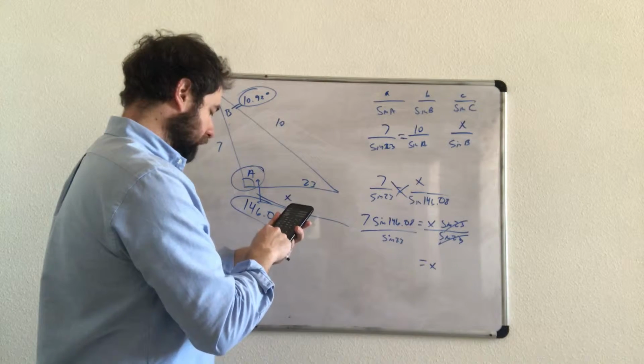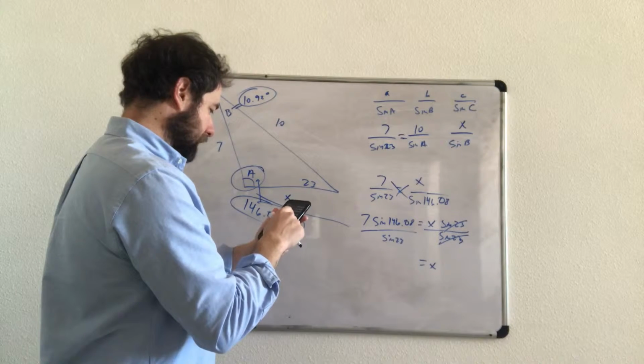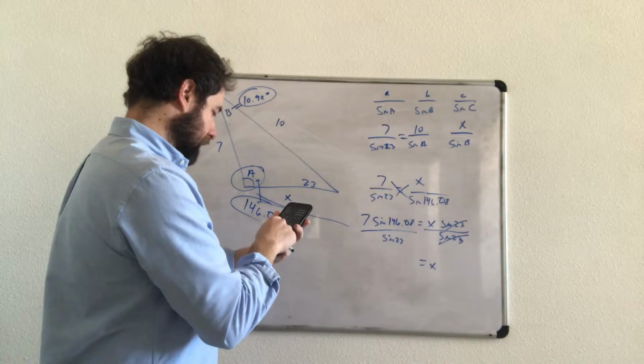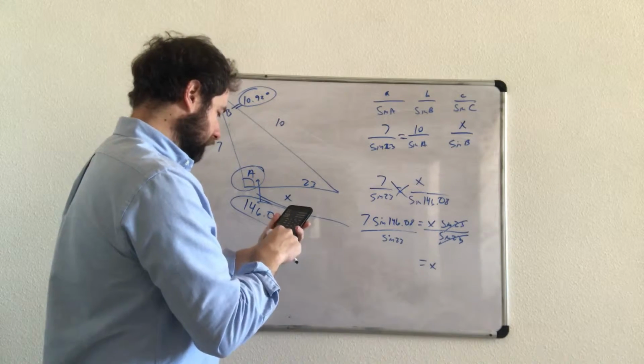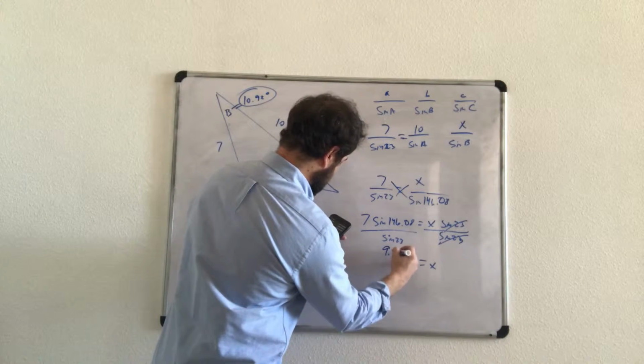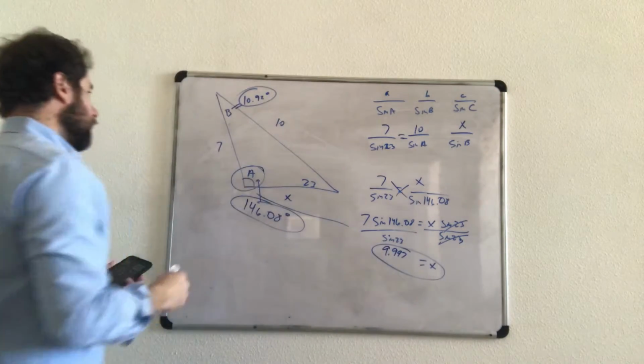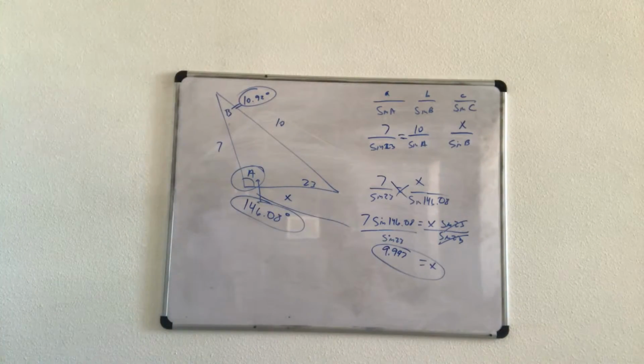Sine of 146.08 is 3.906. Divide that by the sine of 23, and that gives us x is 9.997. And there is our answer for x.